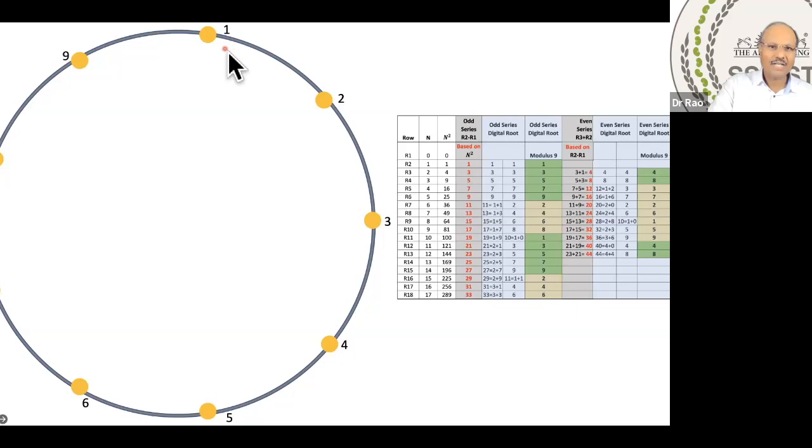Now here the modulus 9, 1, 3, 5, 7, 9. So I will do 1 to 3 to 5 to 7 to 9 to 2 to 4 to 6, to 8, and then I come back to 1. And then I have to do again, and we will see why that is happening. And then we will see our four times table.